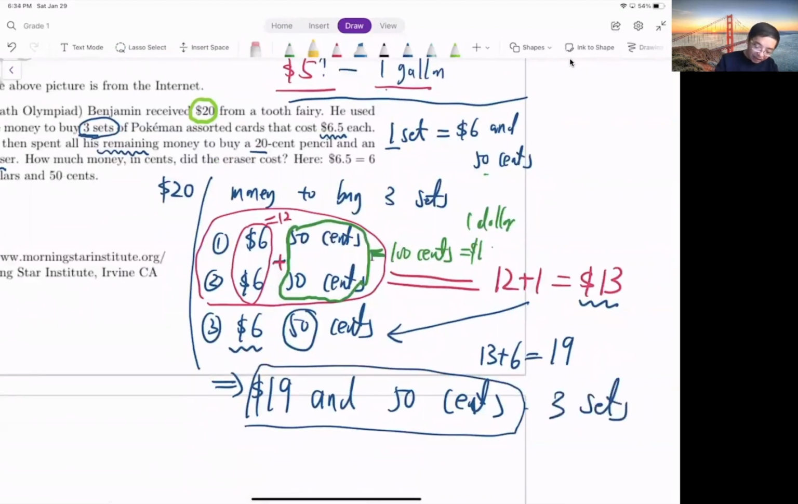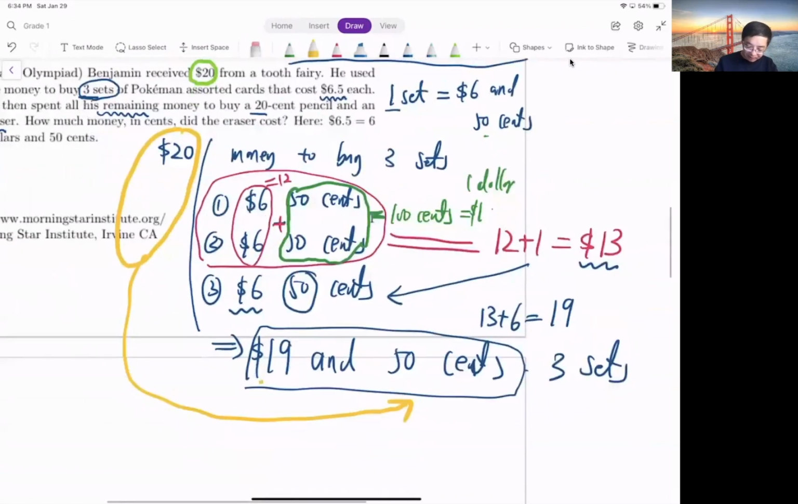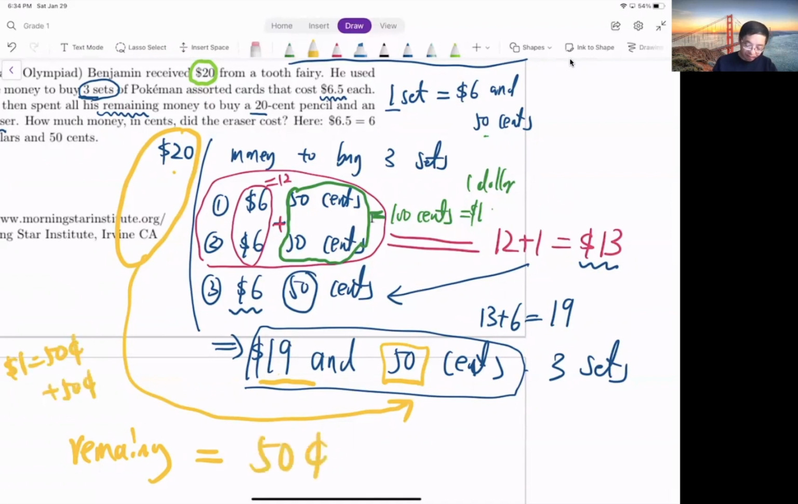Now, Benjamin used $20 to buy these 3 sets. It costs $19.50. So what's the difference? So the remaining will be $20 minus $19, that's $1 left. But then you also have to spend 50 cents. $1 is 100 cents, right? So $1 equals 50 cents plus 50 cents. So the remaining money will just be 50 cents.